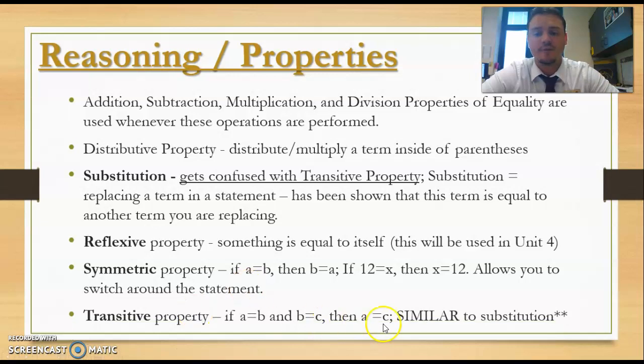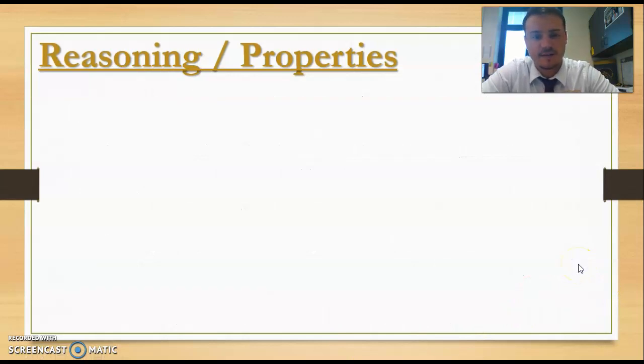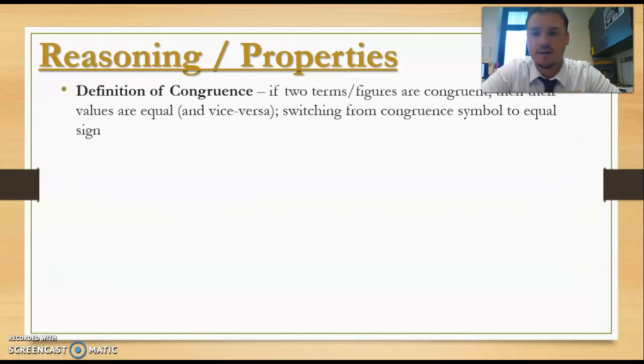And then the transitive property, again, this is the one that gets confused with substitution a lot. Basically says that if A equals B and B equals C, then A equals C. So this is not necessarily substituting something in. You're saying that, well, if this thing is equal to this thing, and this thing is also equal to this thing, then the original thing and the third thing have to be equal as well. Again, kind of difficult to understand without seeing some examples, so that's what we're going to do here shortly.